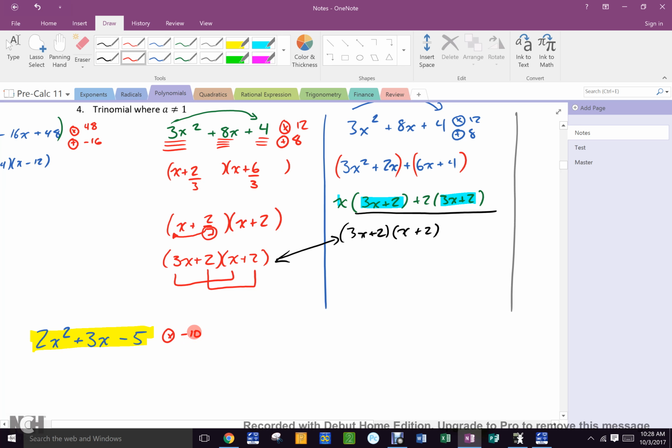To negative 10. What do I got to add to positive 3? What are the factors of negative 10 that add to positive 3? 5 and negative 2. It's going to be x plus 5 and x minus 2, correct?